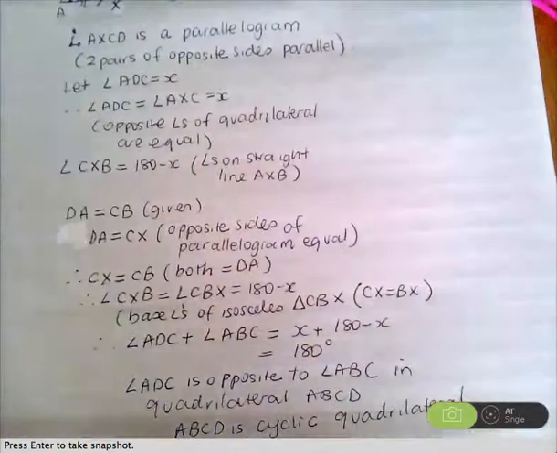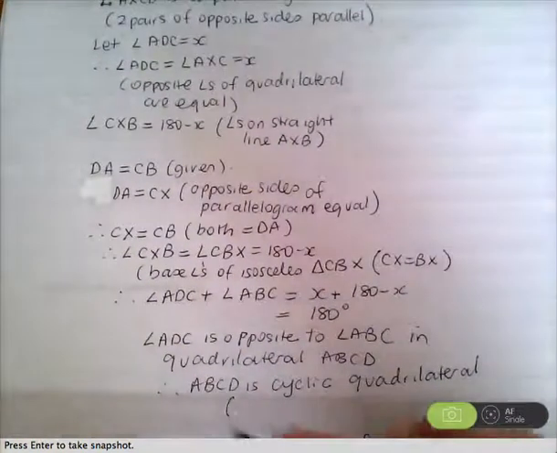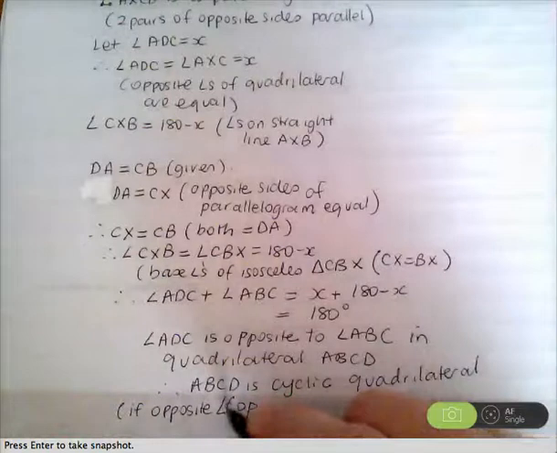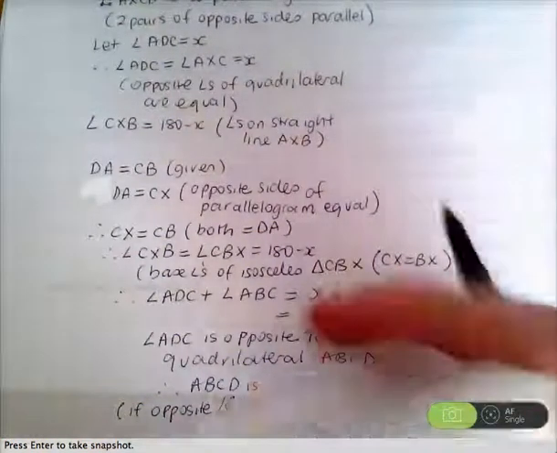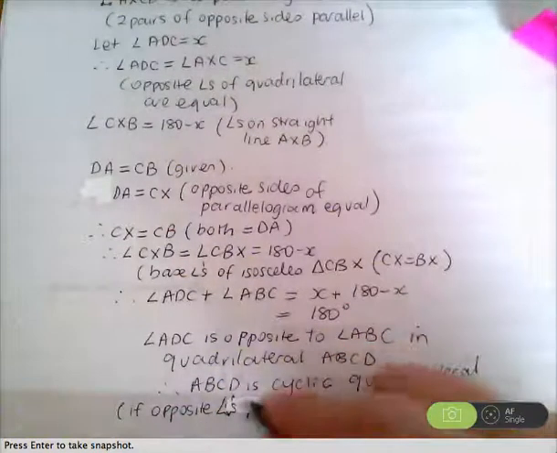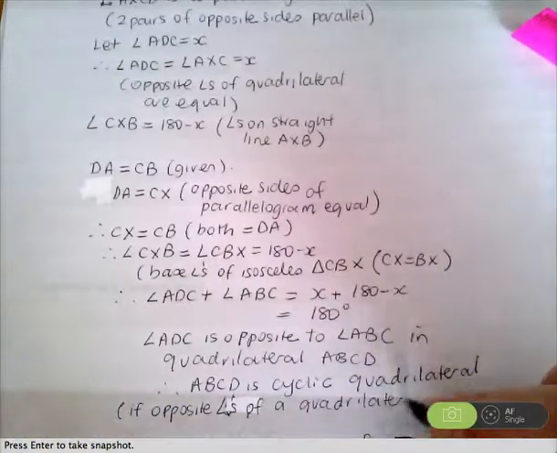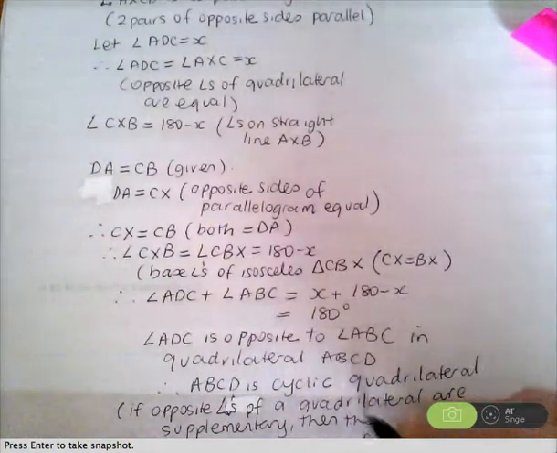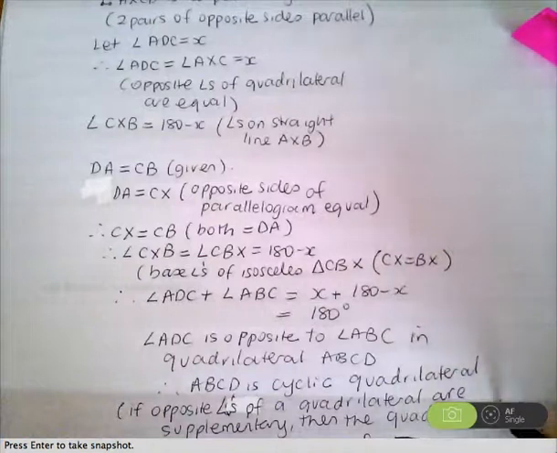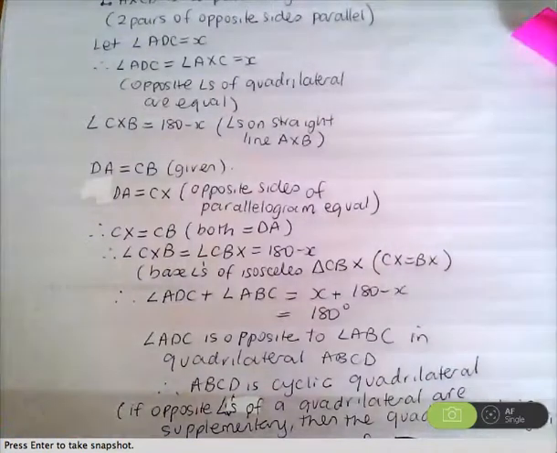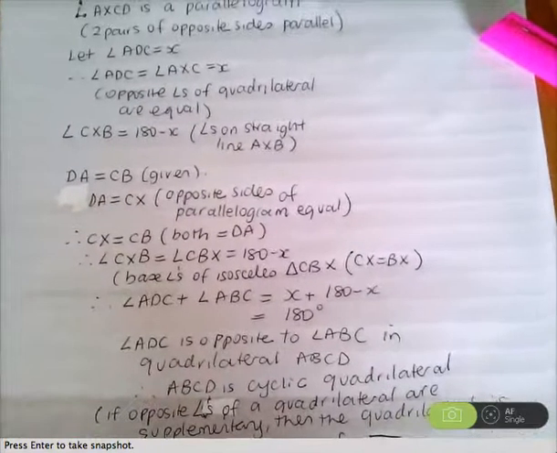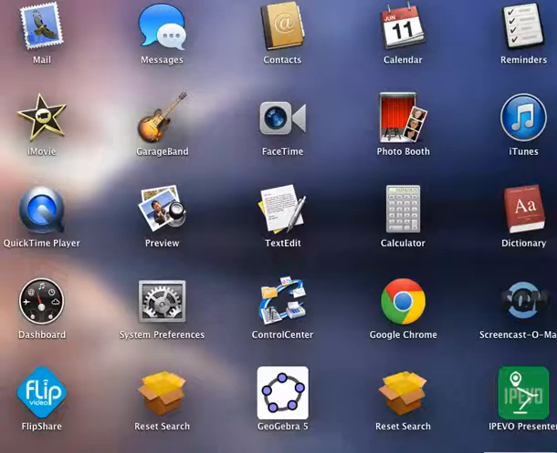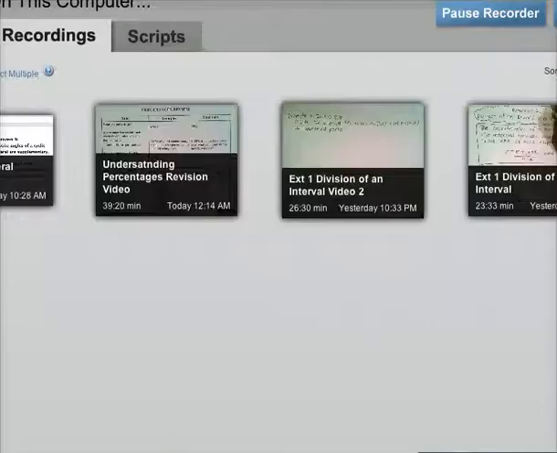And the reason is, just running out of room again, the reason is that if opposite angles of a quadrilateral are supplementary, then the quadrilateral is cyclic. Okay, and I think you can just see that. Okay, so that's the end of that proof.